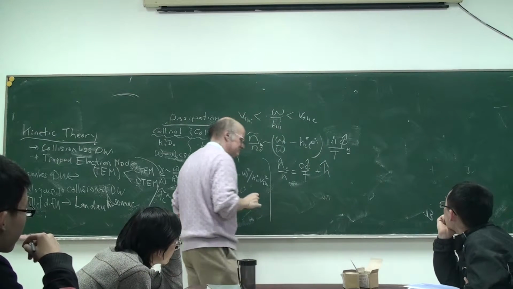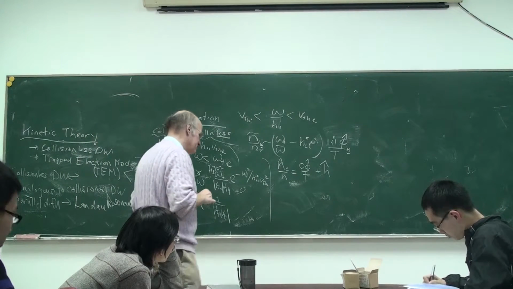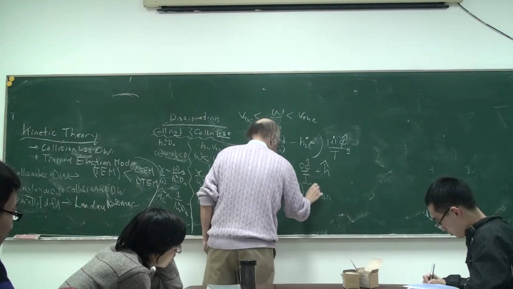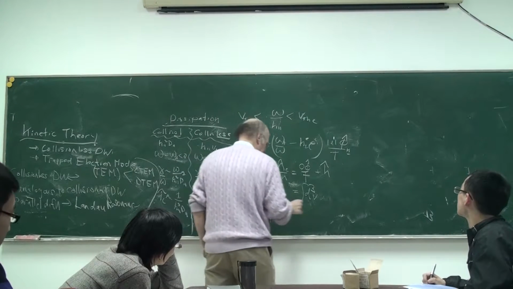All right. And now we turn to kinetic theory. We're going to write the electrons as the integral over velocity of a distribution function.